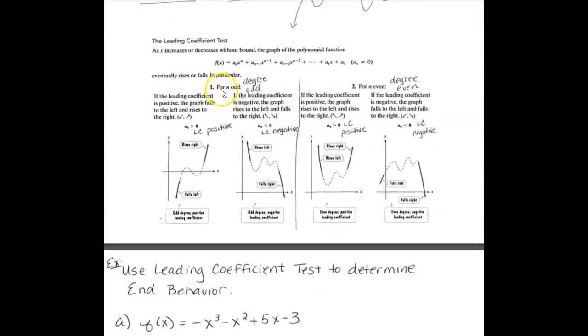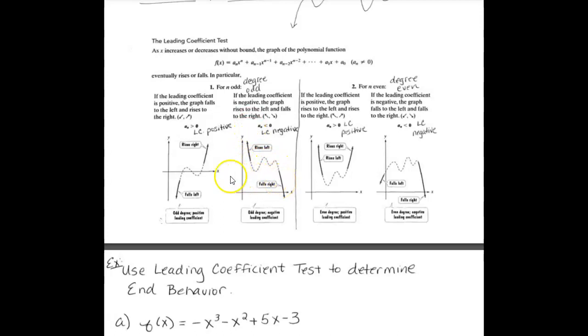So under number 1, it says for n is odd, meaning that the degree is an odd number. If the leading coefficient is positive, a sub n greater than 0 means leading coefficient positive, the graph falls to the left and rises to the right. So it goes down on the left and up on the right. If the leading coefficient is negative, the graph rises to the left and falls to the right. So it's exactly the opposite. It would go up on the left, down on the right.